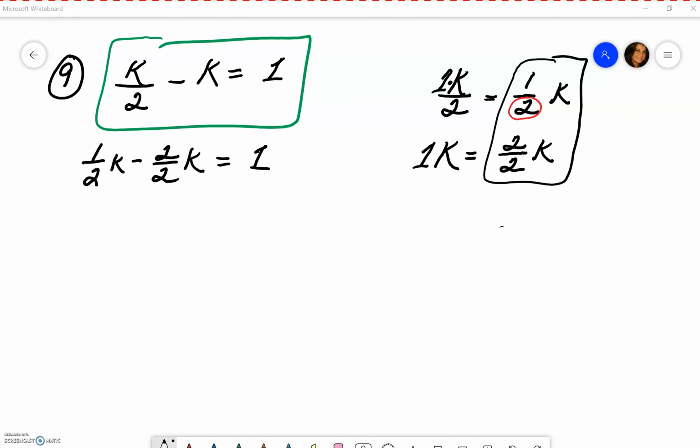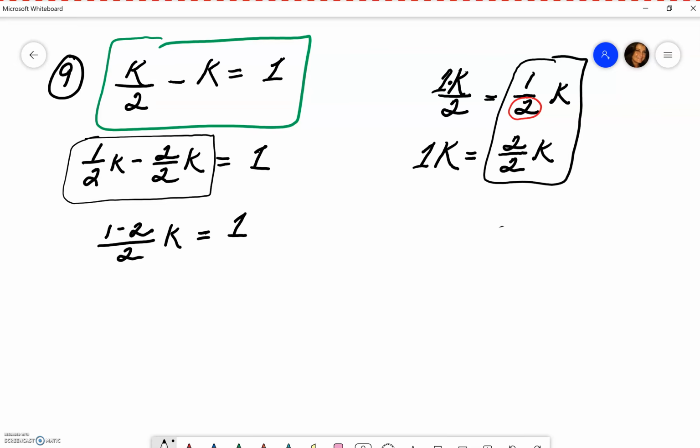You could see now on this left side, we have like fractions. So I'm just going to rewrite that as one fraction. So I have 1 minus 2 all over 2k. It's still equal to 1. And then again, the rule is change this to a plus sign, make that the opposite sign. We're going to subtract, take the sign of the larger number. So that's negative 1 over 2k is equal to 1.